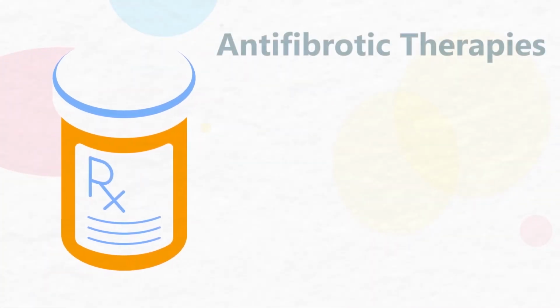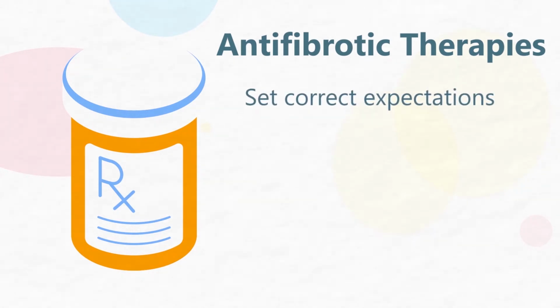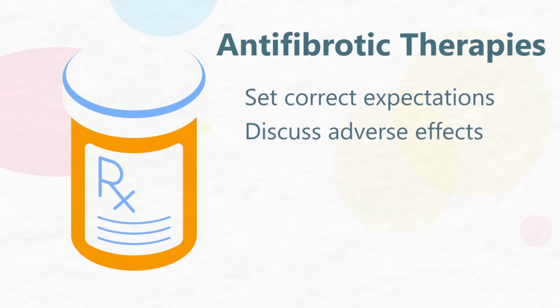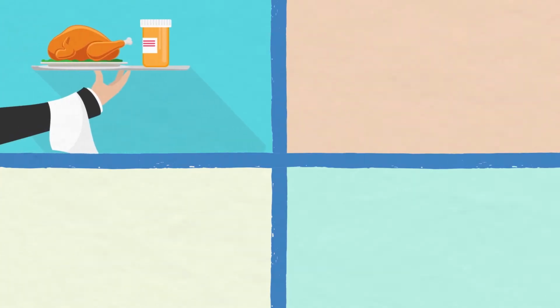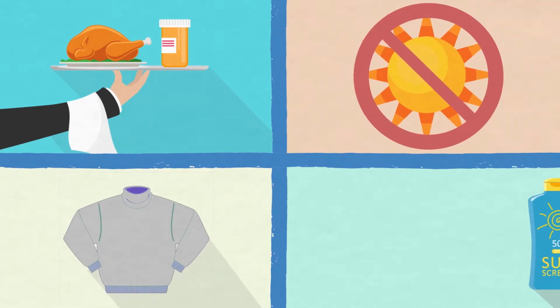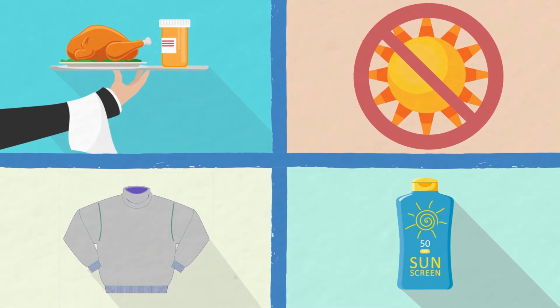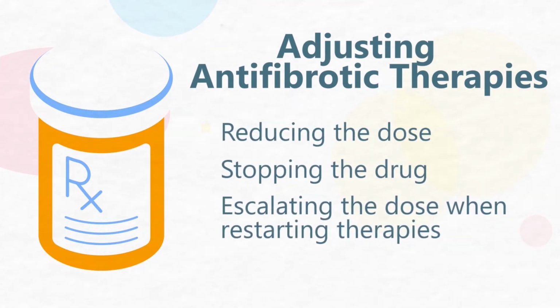For example, when prescribing anti-fibrotic therapies, clinicians should take time to set correct expectations, discuss adverse effects, and provide recommendations to help prevent and mitigate gastrointestinal and skin-related adverse events. Simple instructions such as taking medications with meals, avoiding sun exposure, wearing protective clothing, applying broad-spectrum sunscreen, etc. can be included in written instructions. Providing patients with strategies such as reducing the dose or stopping the drug or slowly escalating the dose when restarting therapies are all useful strategies when provided in written instruction format.